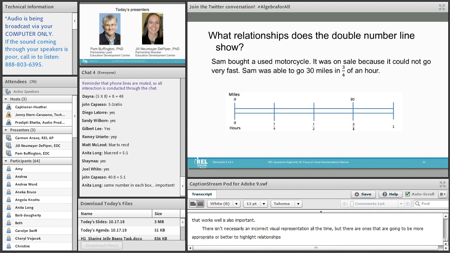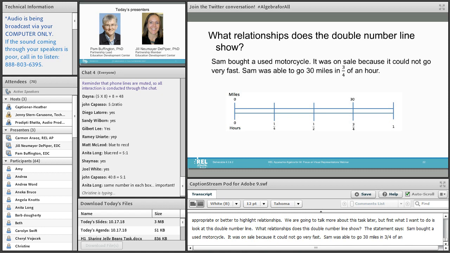We're going to talk more about this task later, but first what I want you to do is look at this double number line. And what relationships does this double number line show? The statement says, Sam bought a used motorcycle. It was on sale because it could not go very fast. Sam was able to go 30 miles in 3/4 of an hour. So what sort of relationships does the double number line show? Please place them in the chat and we will discuss this.